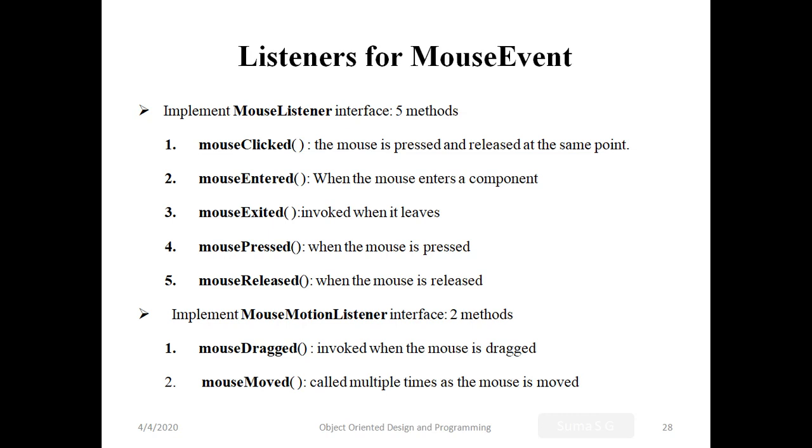Similarly, the second listener associated with mouse event is MouseMotionListener, which contains 2 methods, mouseDragged and mouseMoved. mouseDragged is invoked when the mouse is dragged. mouseMoved is called multiple times when the mouse is moved.